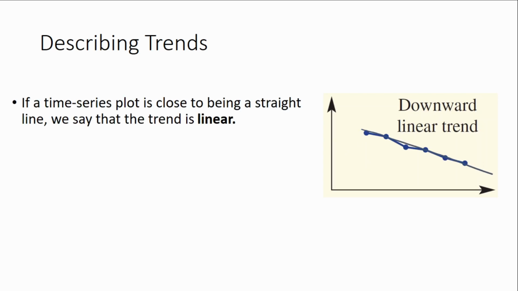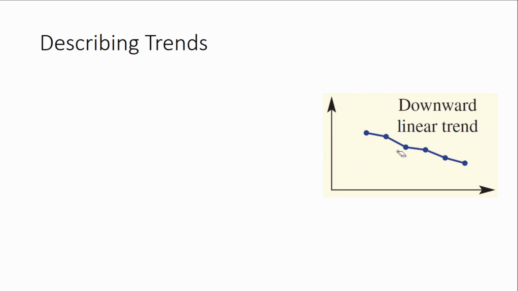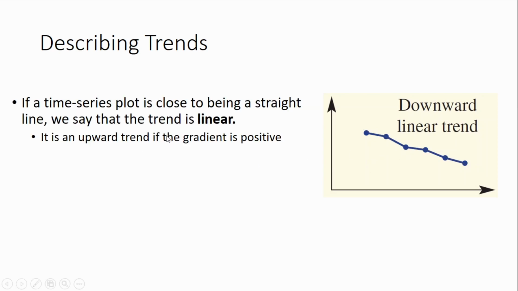Next thing we look for is whether it is an upward trend or a downward trend. So if the line goes up from left to right or has a positive gradient, we say it has an upward trend, and if it goes down from left to right or has a negative gradient, we say it has a downward trend. So the graph on the right here, the full description will be downward linear trend.